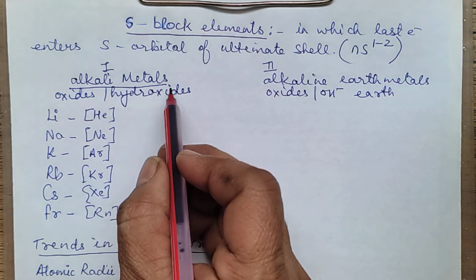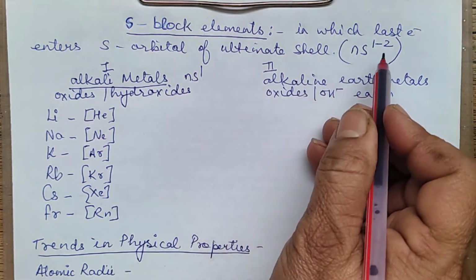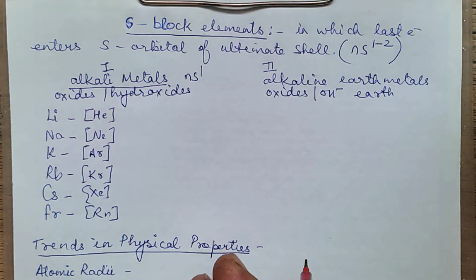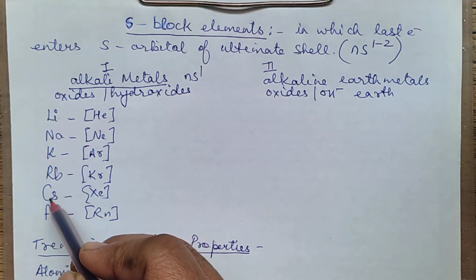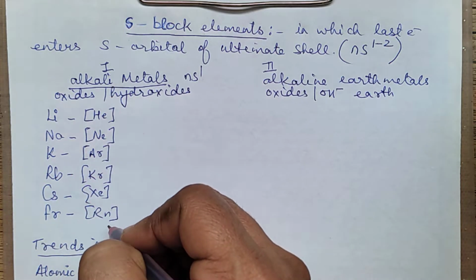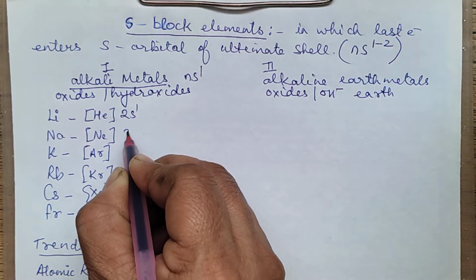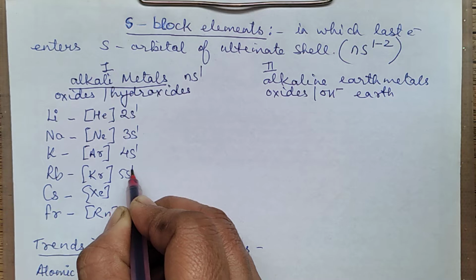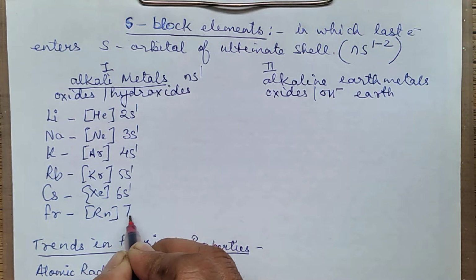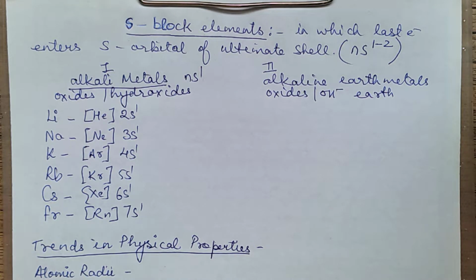Okay, you know the alkali metals' general configuration would be ns1. ns1-2 is for S block elements. If you have to write down only for alkali metals, it will be ns1. So when you write their configurations, first you write the noble gas and then you just start off with 2s1, 3s1, 4s1, 5s1, 6s1 and 7s1. So in the last shell, there will be an S orbital in which there is only 1 electron.